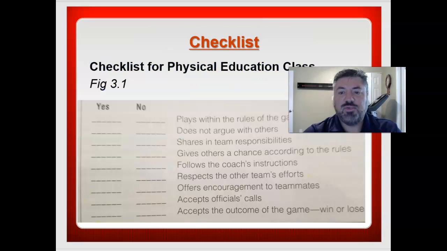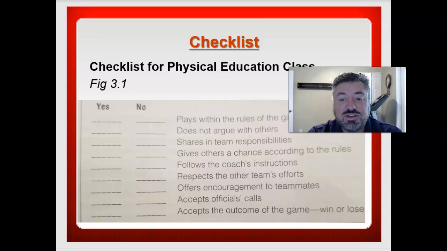So here's a sample of a checklist for a physical education class. Look at the yes or no: plays within the rules of the game, shows good sportsmanship, does not argue with others, shares in team responsibilities, gives others a chance according to the rules, follows the coach's instructions, respects the other team's effort, offers encouragement to teammates, accepts officials' calls, accepts the outcome of the game, win or lose.